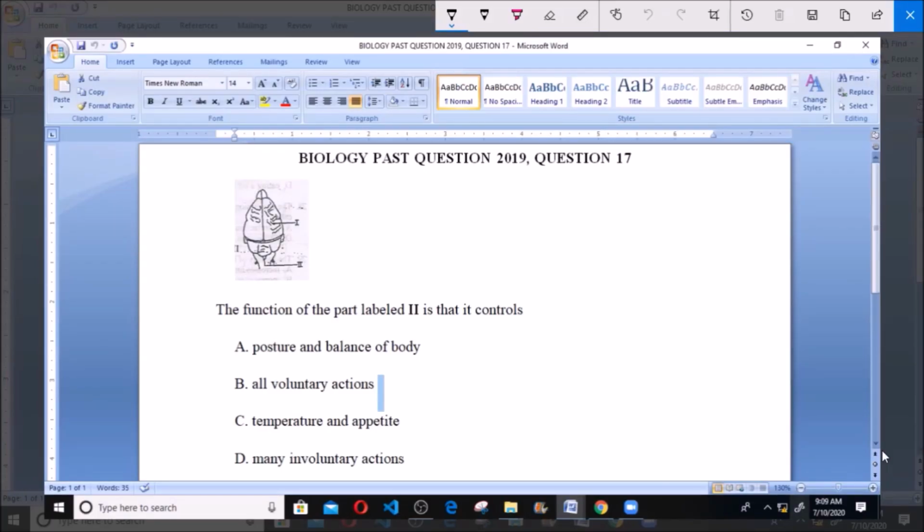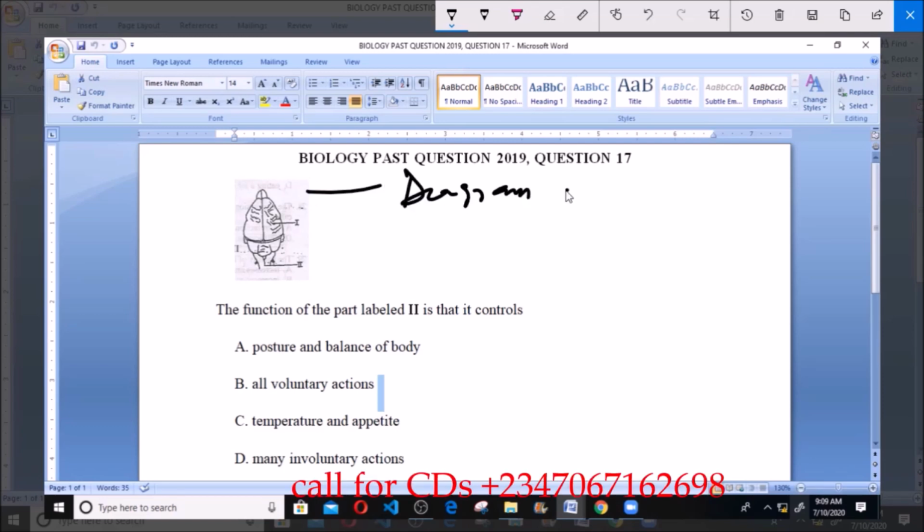Today we'll be dealing with biology past question 2019, question 17. The function of the part labeled II is that it controls A. Posture and balance of body, B. All voluntary actions, C. Temperature and appetite, D. Many voluntary actions. Firstly, we identify the diagram. This is the diagram of a brain.